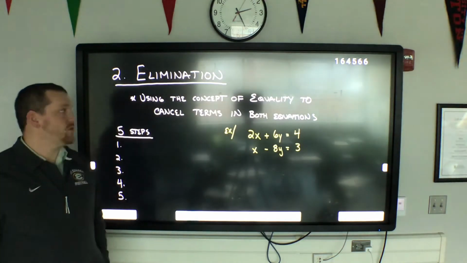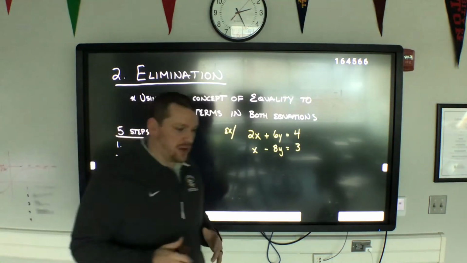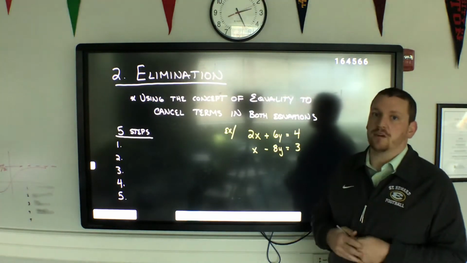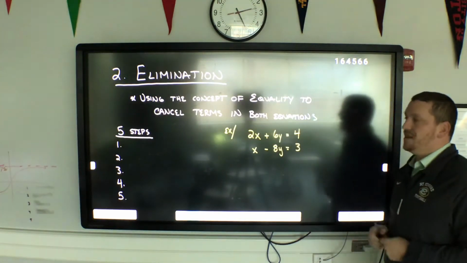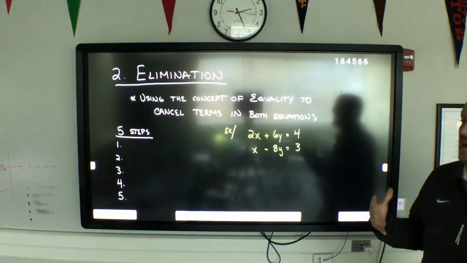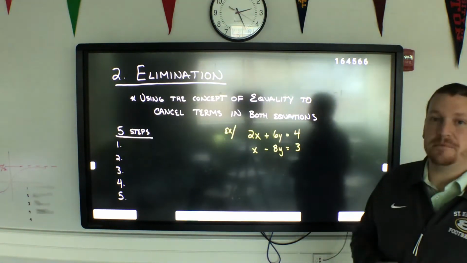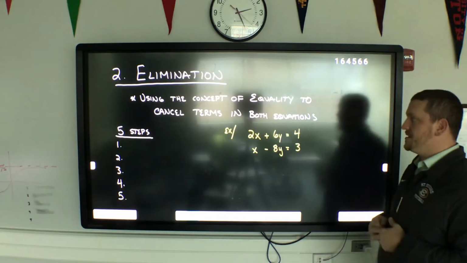The second way is through elimination. Now this way is a little bit trickier, but I do think this is actually a faster way for those of you who like going through different ways of looking at math. Elimination uses the concept of equality to help cancel terms in both equations. And there are 5 steps here as well to make it a little bit easier.